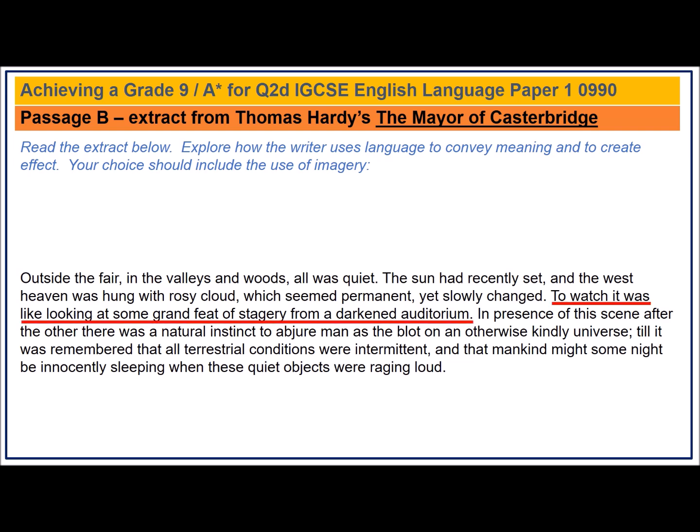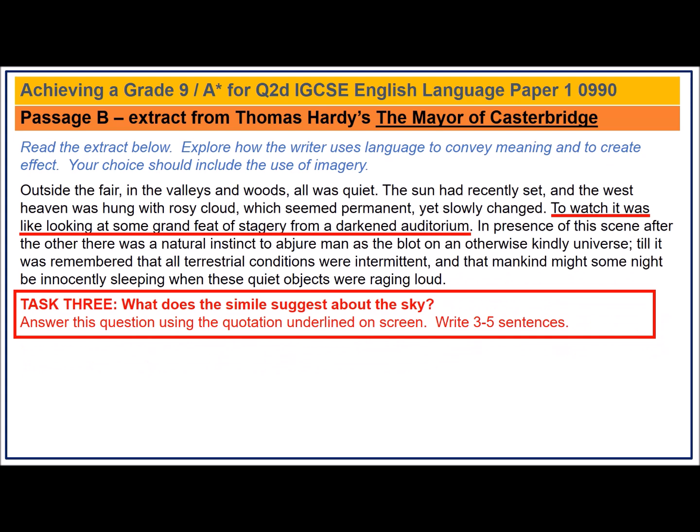Let's hone in on one particularly interesting example of imagery. To watch the heavens, the sky hung with rosy cloud was like looking at some grand feat of stagery from a darkened auditorium. What does this suggest about the sky? What do we know about going to theatres and the separation between those in the audience and those on stage? What does this suggest about the writer's view of the sky? Task 3 on screen now. Off you go. Press pause.